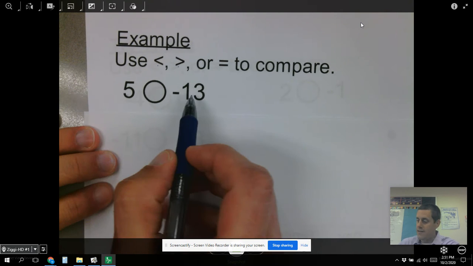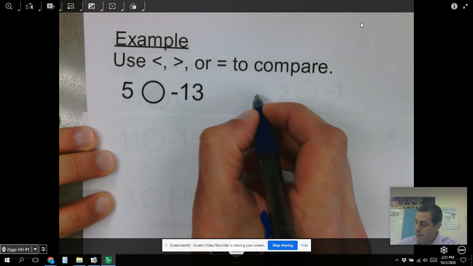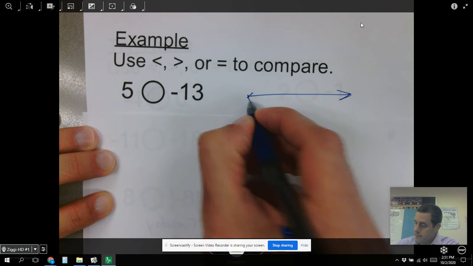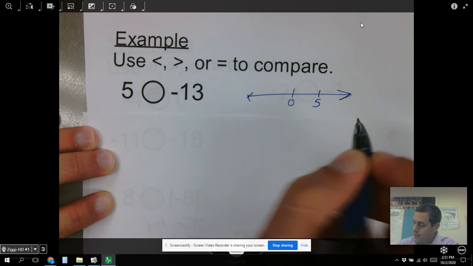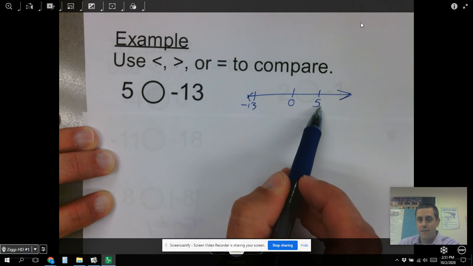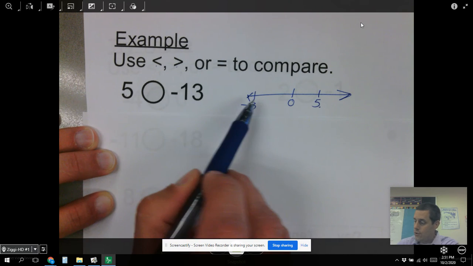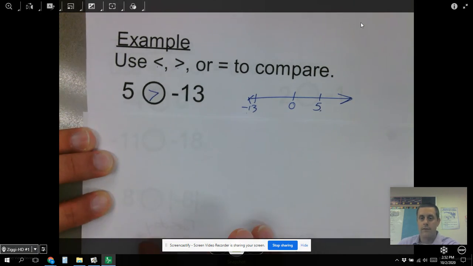So positive 5 and negative 13. Positive 5 on a number line, if I made a number line, 0 would be here, positive 5 would be to the right, and then negative 13 would be way to the left. Because 5 is further to the right than negative 13, it has a greater value.